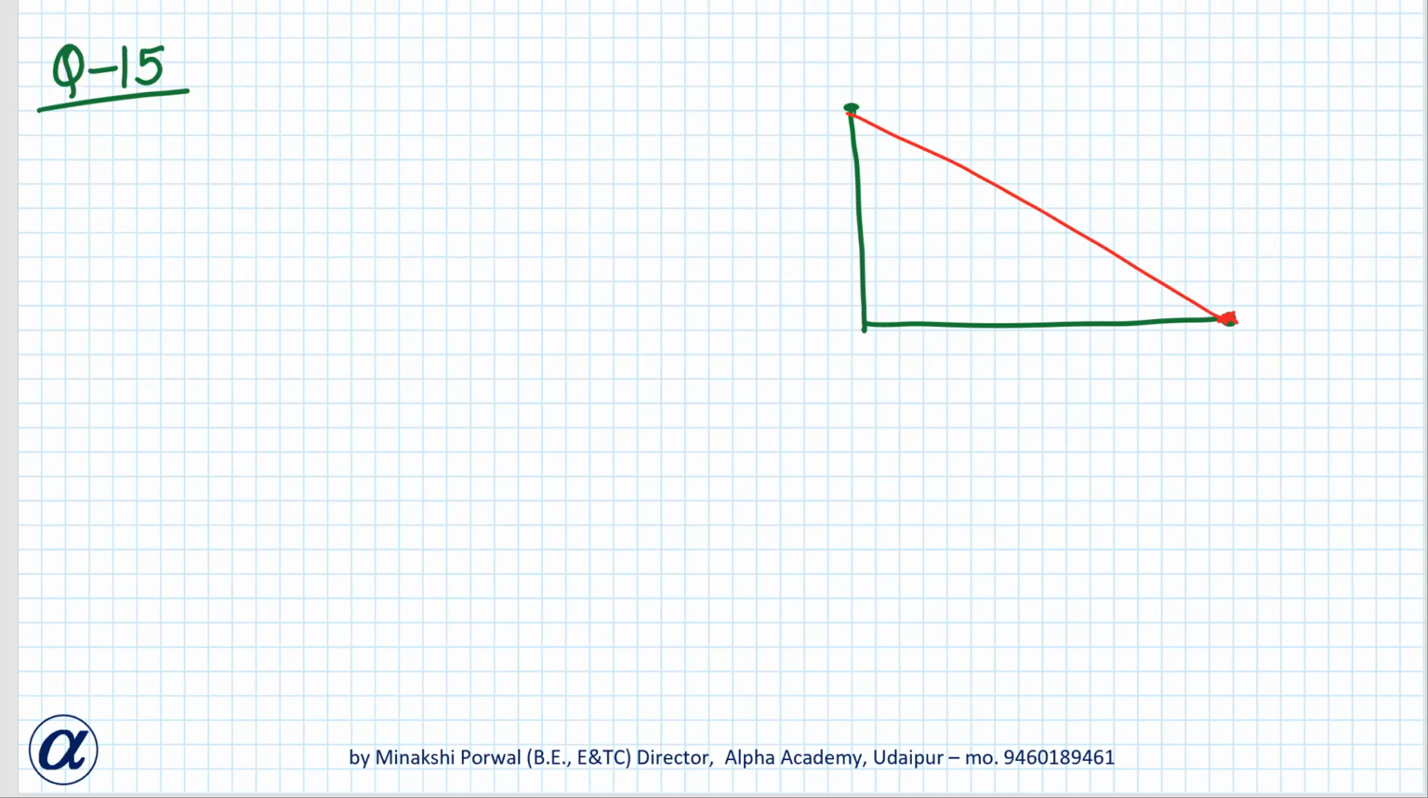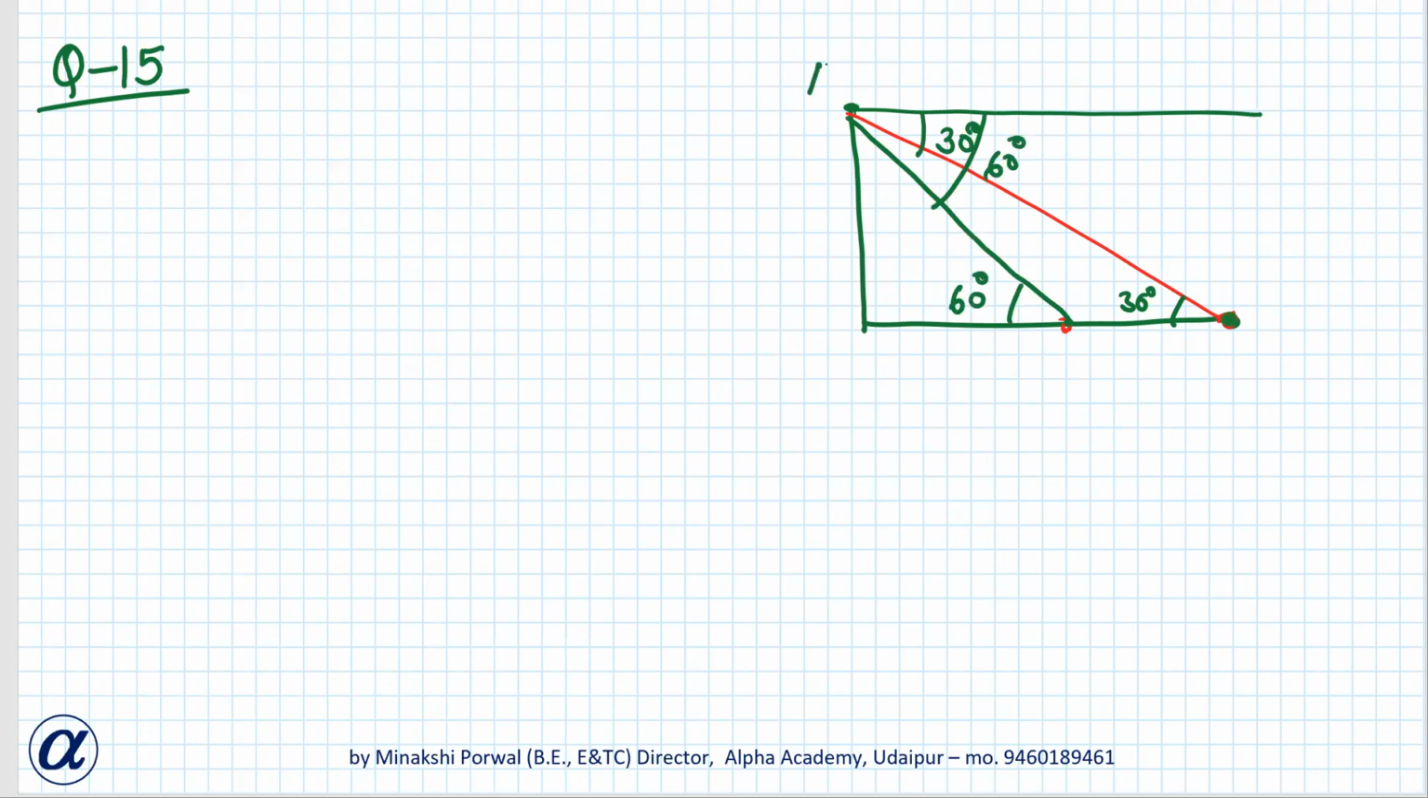Angle of depression means the angle which it is making with horizontal. It is 30 degree. Now, the car is approaching the foot of the tower with uniform speed. So this car is moving from here to here towards the tower. Then at uniform speed, 6 seconds later, the angle of depression of the car is now 60 degree. This angle is 60 degree.